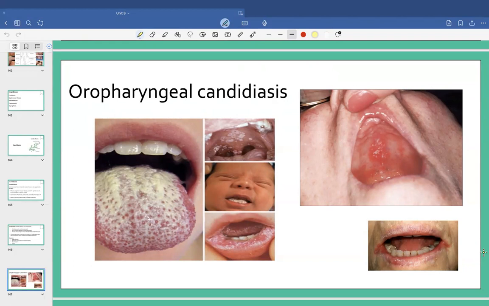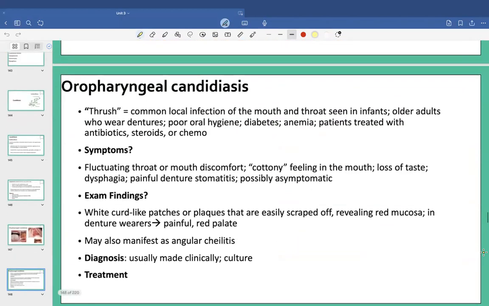So, thrush. Thrush is a common local infection of the mouth and throat, seen in infants and older adults who wear dentures, individuals who may have poor oral hygiene, diabetes, anemia, patients treated with antibiotics, steroids, including inhaled steroids, or chemo. What are the symptoms? They may complain about a fluctuating throat or mouth discomfort, mouth is sore, throat is sore, cottony dry feeling in the mouth, their taste is disturbed, they may have trouble swallowing. They can have painful denture stomatitis, or they may not have any symptoms at all.